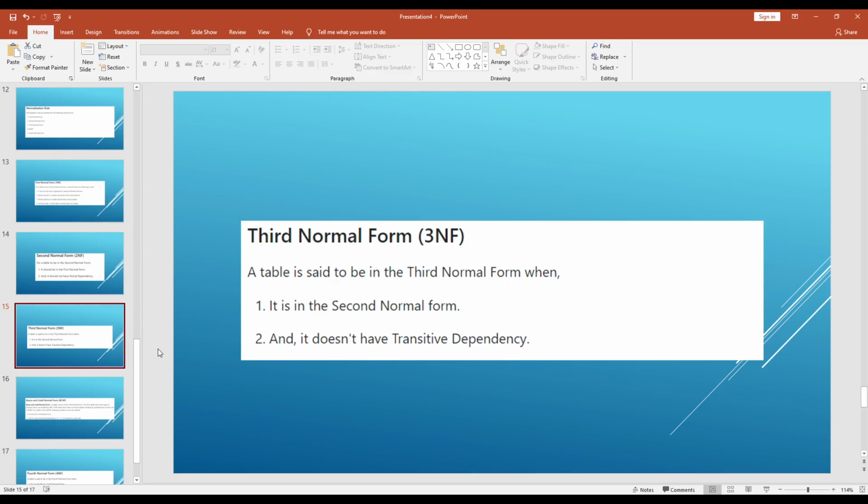What is 3NF in SQL? Third normal form. 3NF is a database schema design approach for relational database which uses normalizing principles to reduce the duplication of data, avoid data anomalies, ensure referential integrity, and simplify data management.